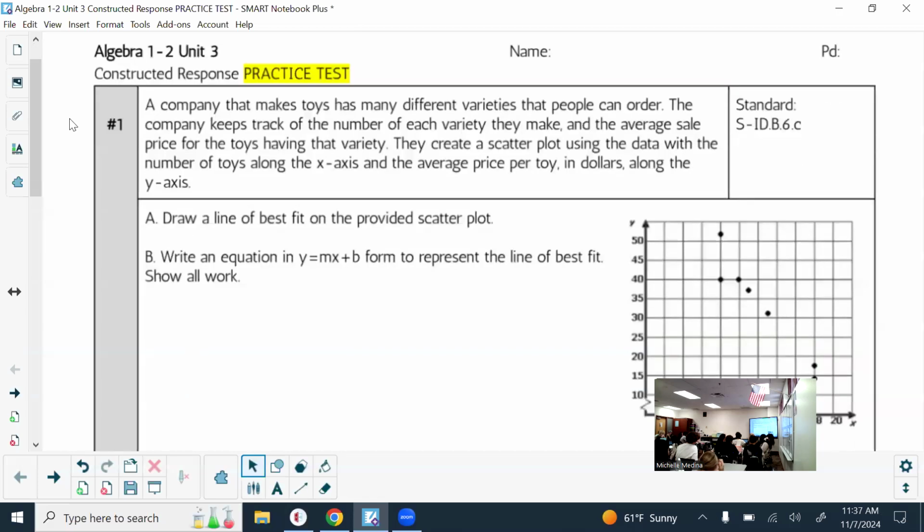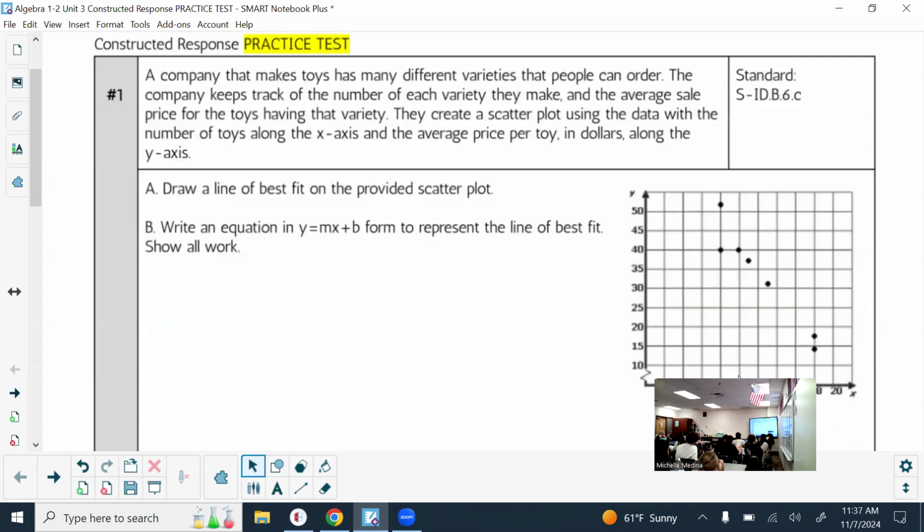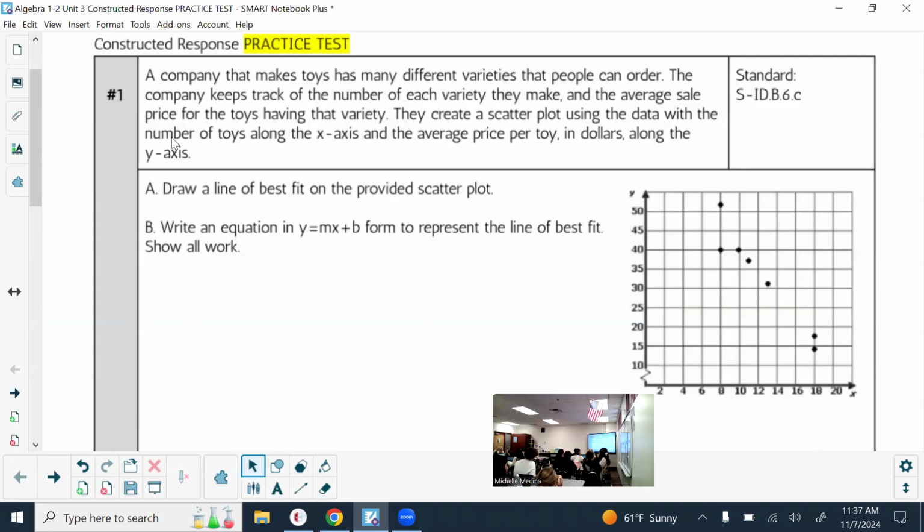But the first request was for number one on the constructed response. So we have a company that makes toys, with many different varieties that people can order. The company keeps track of the number of each variety that they make and the average sale price for the toys of that variety. They create a scatter plot using the data with the number of toys along the x-axis and the average price per toy along the y-axis. First thing you need to do is draw a line of best fit.